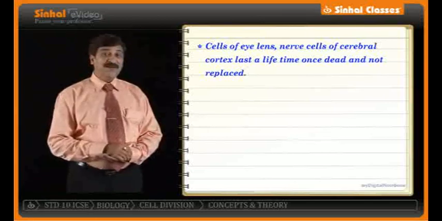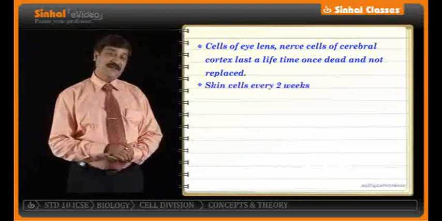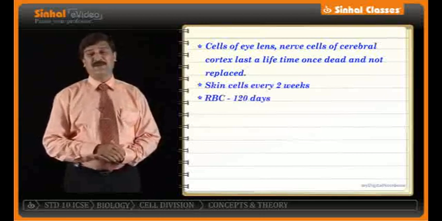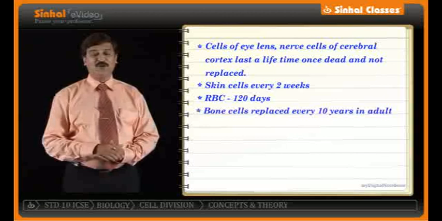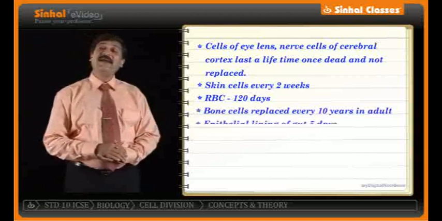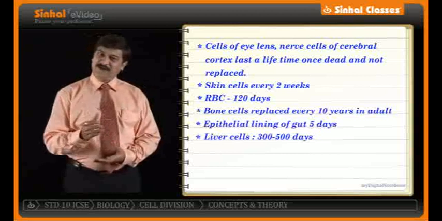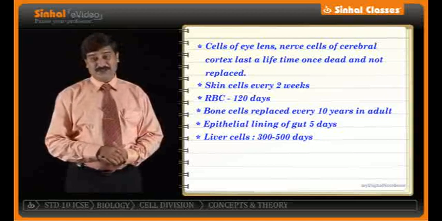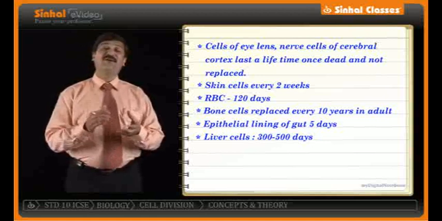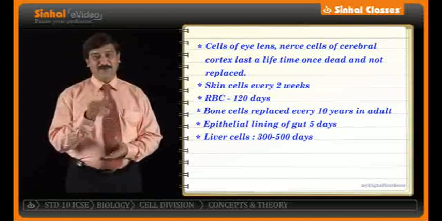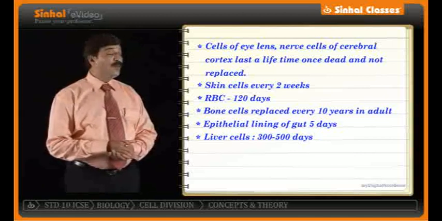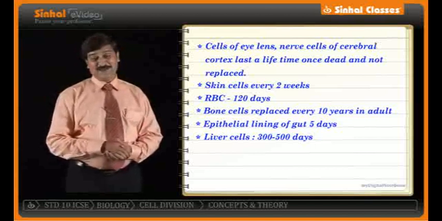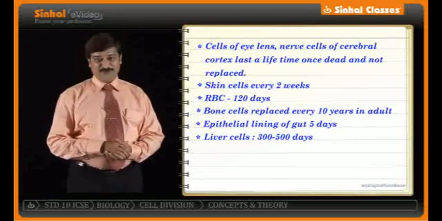Take one more example, the skin. The skin cells are replaced every 2 weeks, or for that matter, red blood corpuscles have a lifespan of 120 days. In case of the epithelial lining of the gut, it is 5 days. Liver cells have a longevity of 300 to 500 days. Bones are replaced after every 10 years in case of an adult. I leave this question for you.